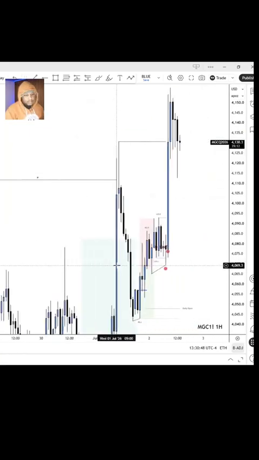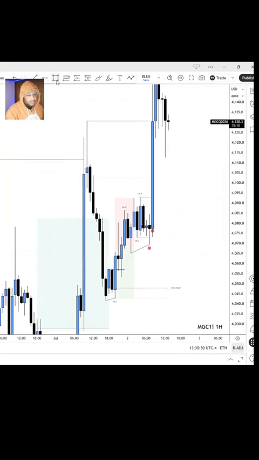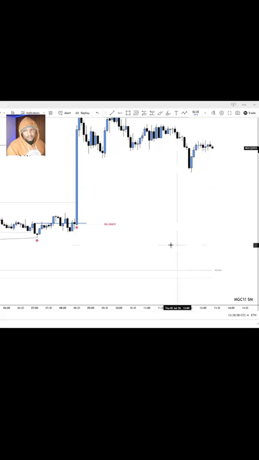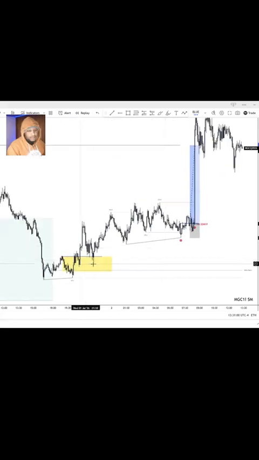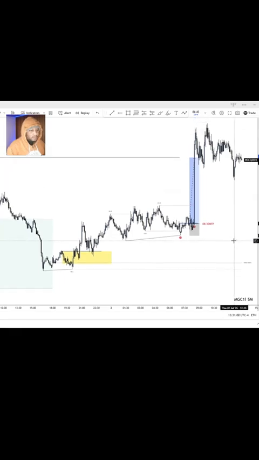Let's see again. Here we have that 1 hour order block. Remember the order block, people. That's there. Let's go to the 5-minute, and you can see beautiful, man. It respects it, and we get a beautiful run up higher. So this is easy if you know what you're looking for, if you know what you're doing.